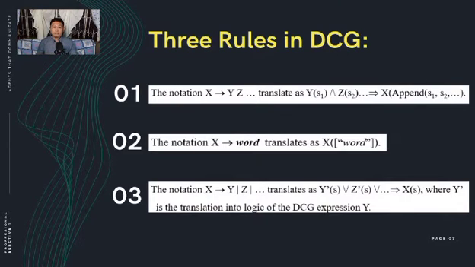As you can see in the slides, there are three rules in the DCG. These three rules allow us to translate BNF into definite clauses. We now see how to extend the notation to incorporate grammars that cannot be expressed in the BNF. Again, BNF is Backus-Naur form.